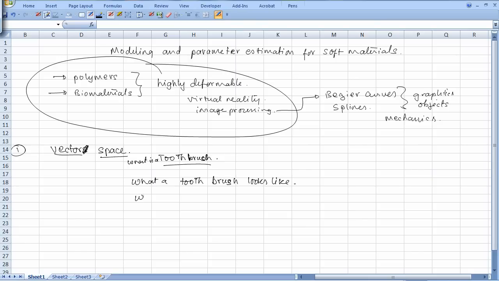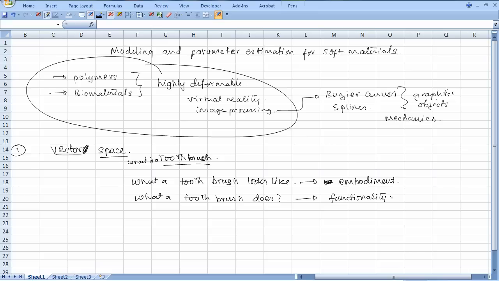Or you can say what a toothbrush does. So a toothbrush is something that's used for cleaning your teeth. Notice that the first one is what it looks like, or is what is called an embodiment. You are describing its appearance, its characteristics. The second thing is what is called functionality. That is, it does not tell you what it looks like, but it tells you what it does.